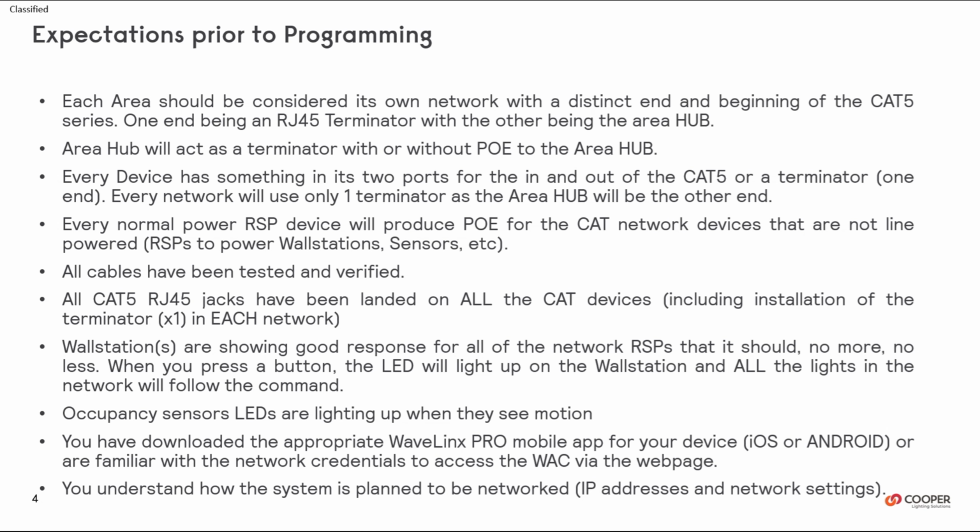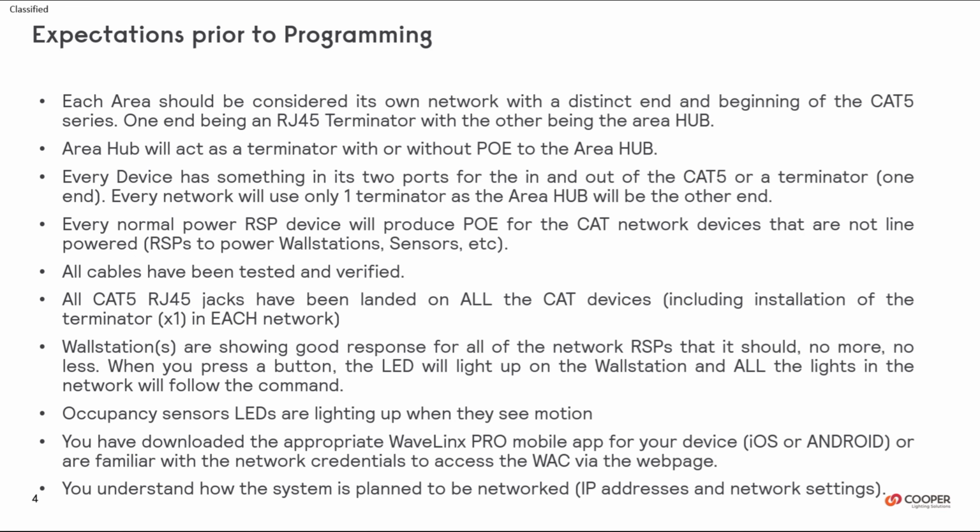Expectations prior to programming. Each area should be considered its own network with a distinct end and beginning of the Cat5 series, one being the terminator, the other being the Area HUB. The Area HUB will act as the terminator with or without PoE. Make sure that every device has something in its two RJ45 ports. Every normal powered RSP device will produce PoE for the CAT network.